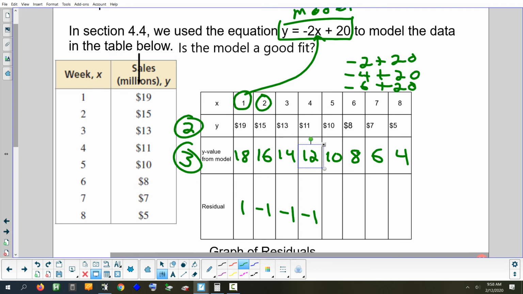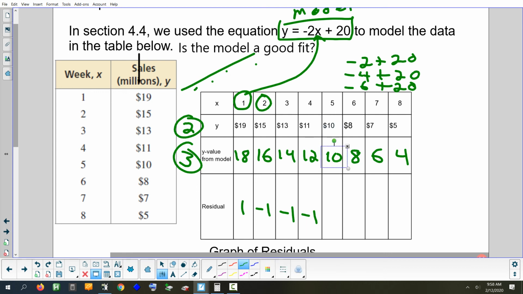Negative 1. All right, starting to get a little concerned here. We're having a lot of negative residuals. If every single one of them is negative from here on out, that's not good. That means your line's not in the middle of the points. It's too high. Negative residuals mean something like this. Every single point is lower than it should be.